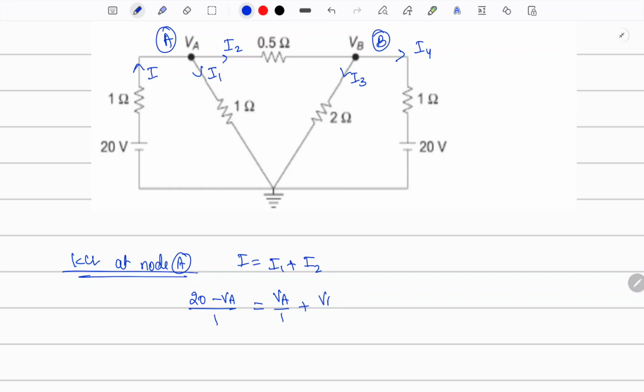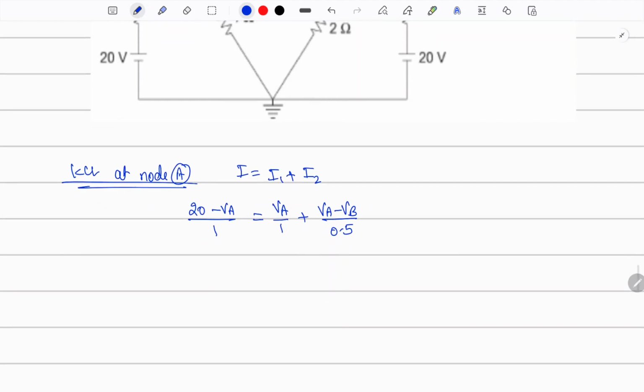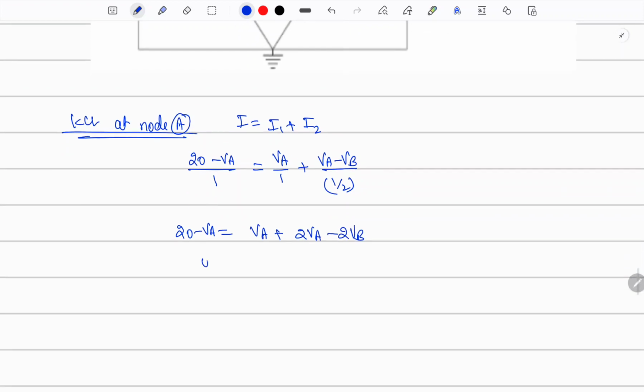I2 value is VA minus VB divided by 0.5. Solve it. 0.5 I can write as 1 by 2. So 20 minus VA is equal to VA plus 2VA minus 2VB. I can write 4VA minus 2VB is equal to 20, or 2VA minus VB is equal to 10.